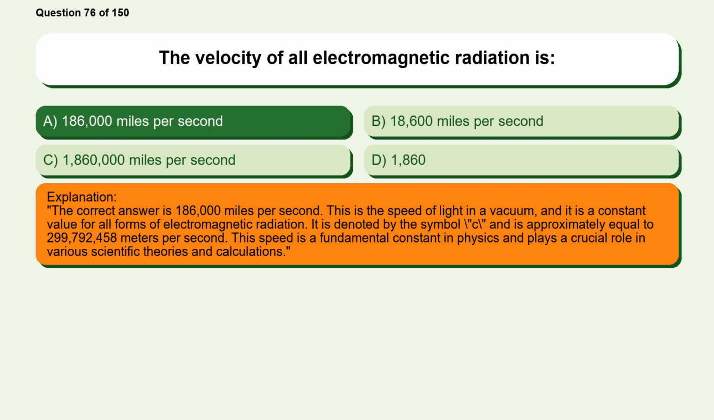This is the speed of light in a vacuum, and it is a constant value for all forms of electromagnetic radiation. It is denoted by the symbol c and is approximately equal to 299,792,458 meters per second. This speed is a fundamental constant in physics and plays a crucial role in various scientific theories and calculations. Question 77.